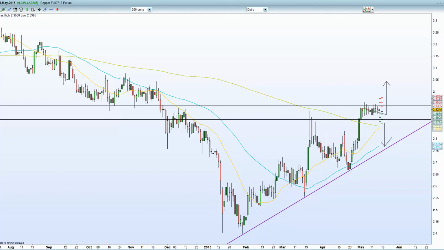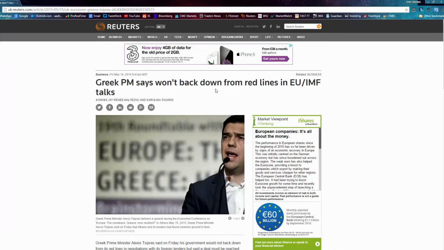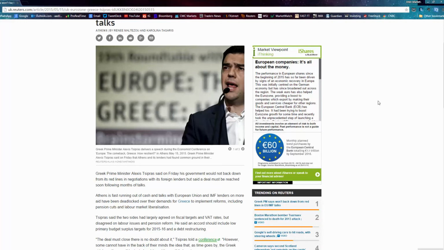Just over the weekend, or I think it was last night, Greek PM says won't back down from red lines in EU IMF talks. Mr. Tsipras said on Friday his government would not back down from its red lines in negotiations with foreign lenders, but said a deal must be reached soon following months of talks. Well, if you're not going to back down or you're not going to adjust, then how is a deal going to be reached? It's back to square one.